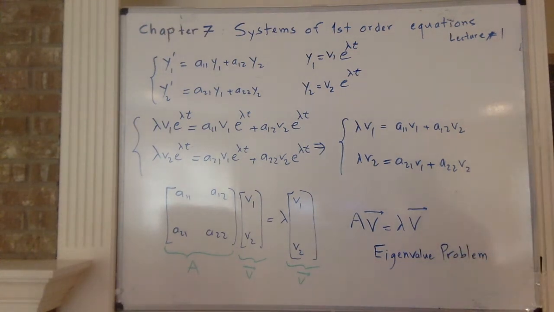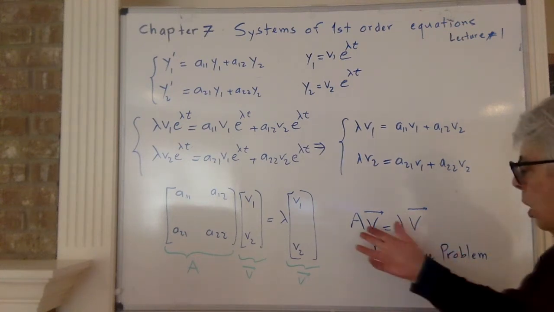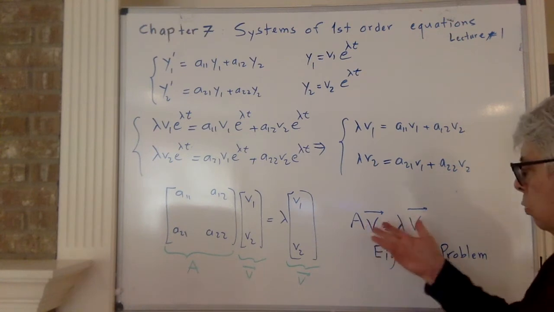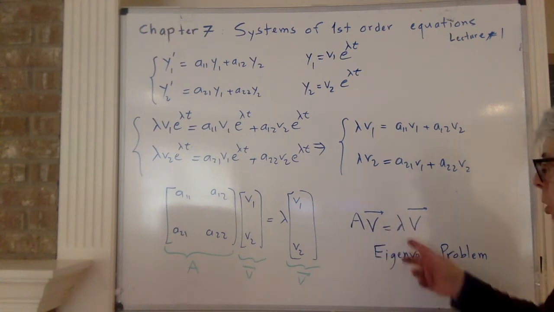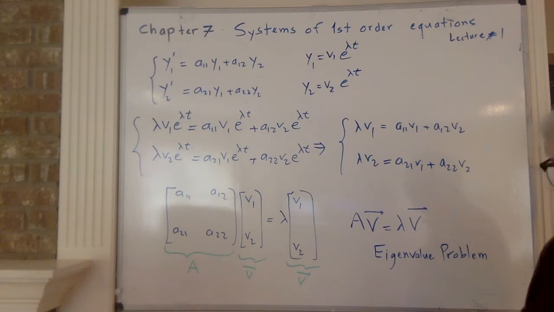This is called an eigenvalue problem. When an operator, in this case a matrix, times V, a vector, is lambda times that vector. Just look and try to grasp the idea. This means that if I multiply this vector by some big matrix, it's like multiplying it by a number, right? What does this number do to V?